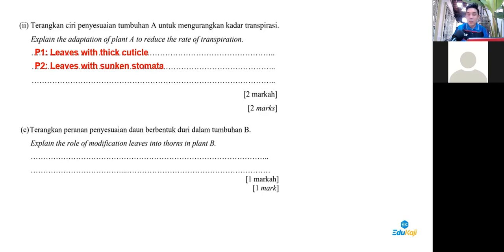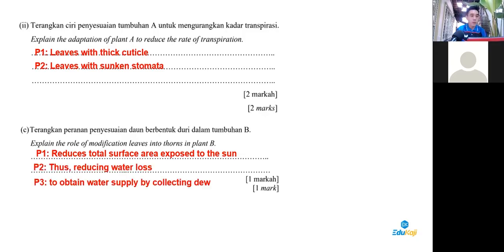As for B, guys, the cactus thorns, because it's thorn-like shape, it reduces surface area exposed to the hot sun, and therefore they'll lose less water, guys. So honestly, the first 2 points will be quite good.